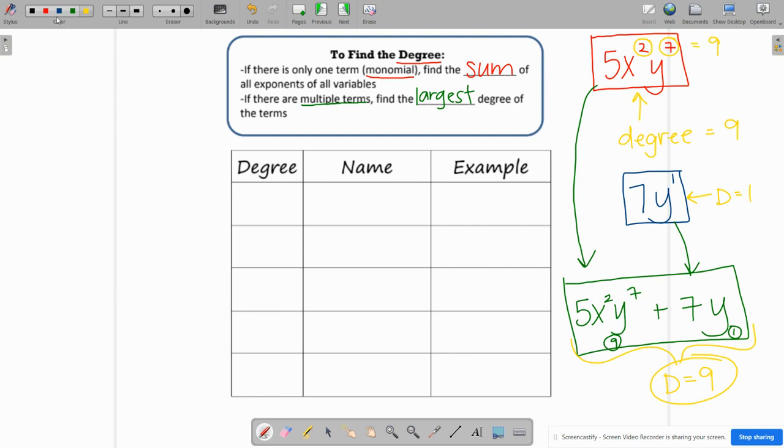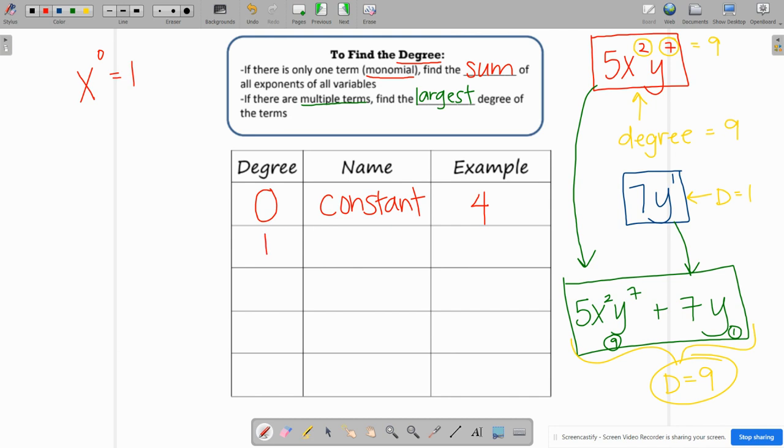All right, so let's talk about the naming process. If something has a degree of 0, this means that it is a constant. This means something like 4. This is when you only have a number and there's no variable, because technically, remember, something to the 0 power is equal to 1. So this would be like saying x to the 0 power is next to it. So it's to the power of 0, that means it has a degree of 0. We would call it a constant.